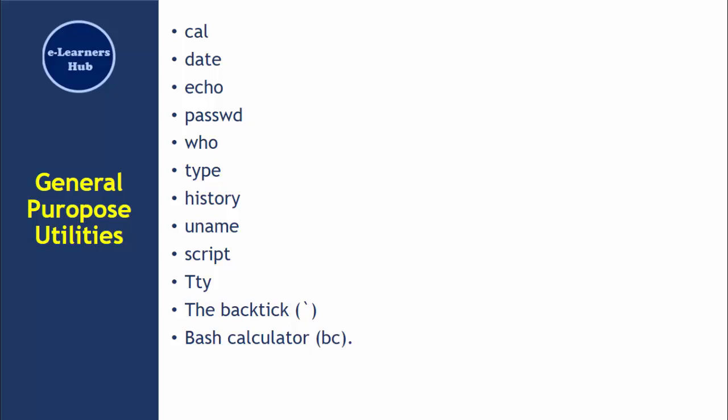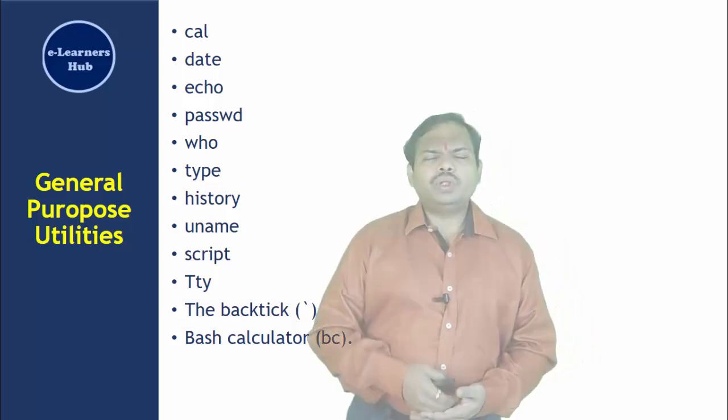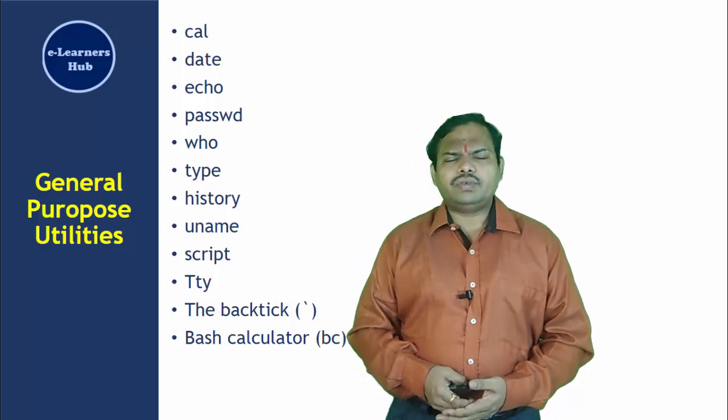You have uname that shows you all the system related details, like what operating system you are using and what CPU you are using. So it shows you all the details about your system. Then you have tty that shows you which terminal you are using, the backtick, and the bash calculator. We will see all these commands one by one, with a demonstration of how they work. So let's go to the demonstration of each of these commands.